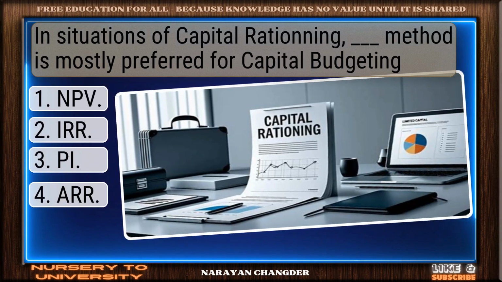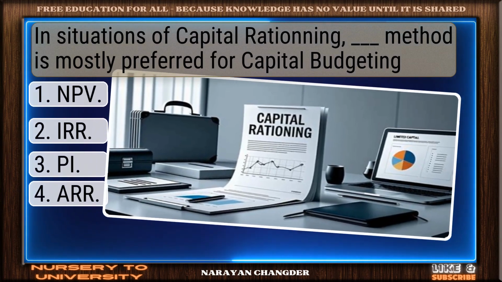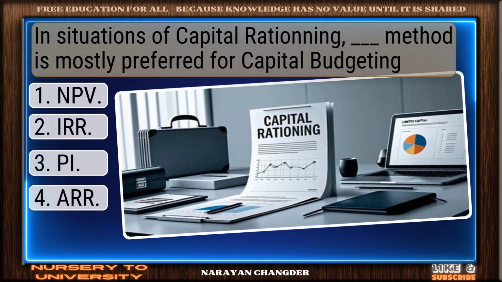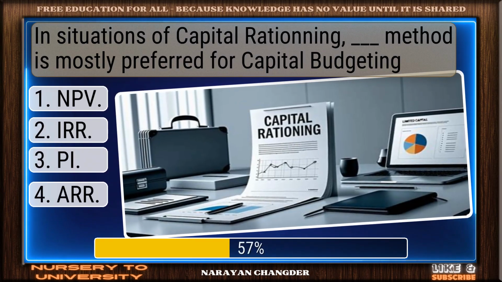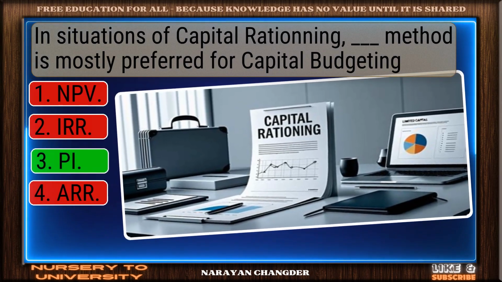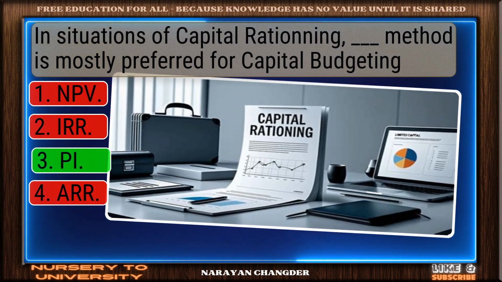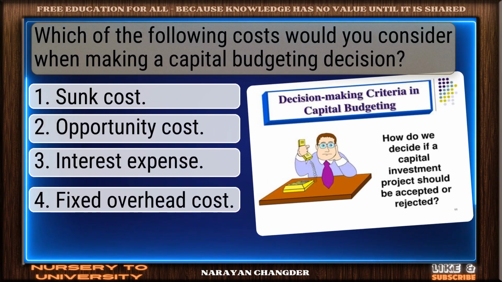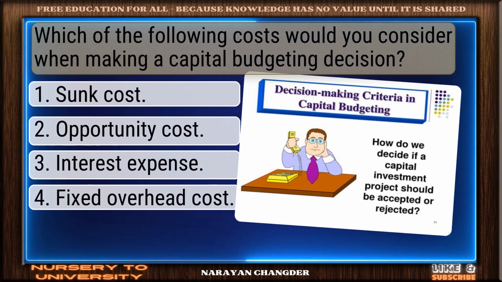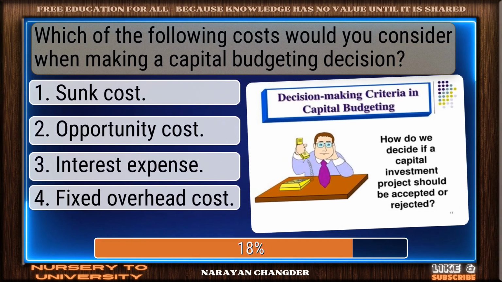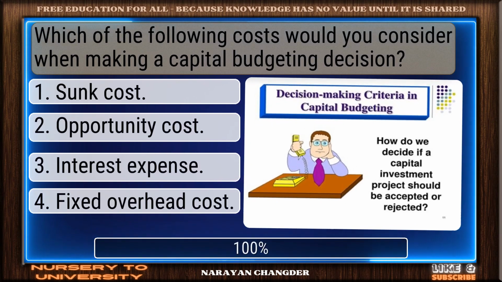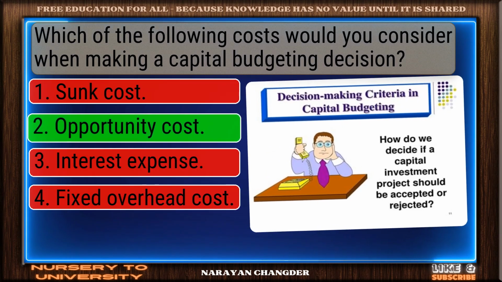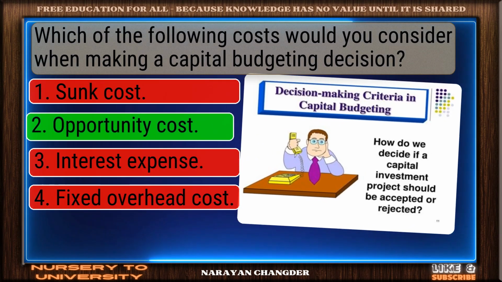In situations of capital rationing, DASH method is mostly preferred for capital budgeting. Right again, PI is a valid answer. Which of the following costs would you consider when making a capital budgeting decision? Strong choice. Opportunity cost is the right answer.